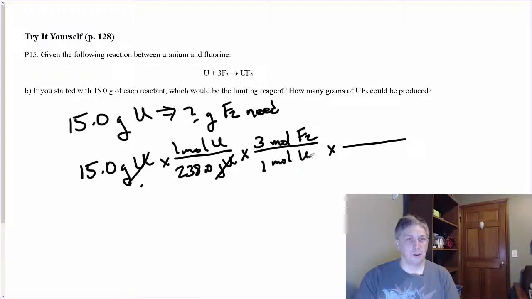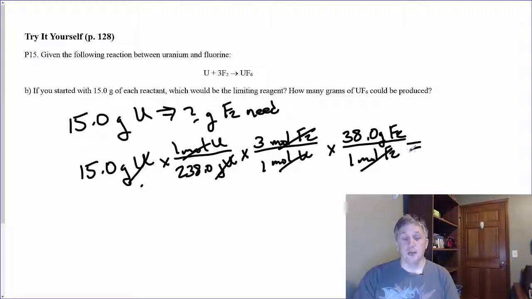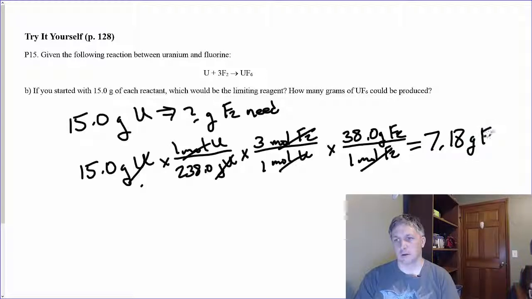And so we can compare grams to grams. We can use fluorine's molar mass of 38 grams per mole to give us units of grams of fluorine, which is like 7.18 grams of fluorine that we need.